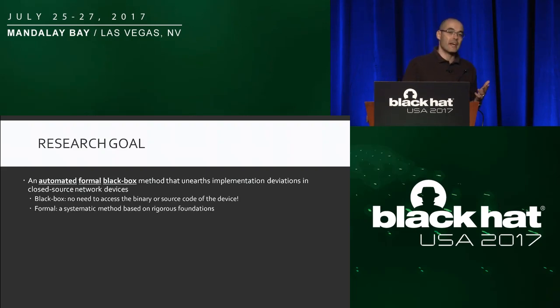By formal, I mean that the method is systematic and relies on rigorous foundations. Now, it doesn't mean that we actually will discover all deviations. We don't claim that. But we will likely find more deviations, deviations that may have gone unnoticed until now. And by automated, I mean that once an initial setup phase is complete, we can find deviations with no further manual assistance for various models and various routers and protocol implementations.